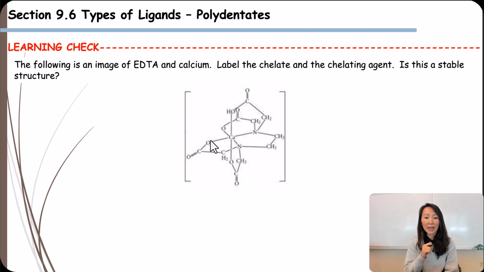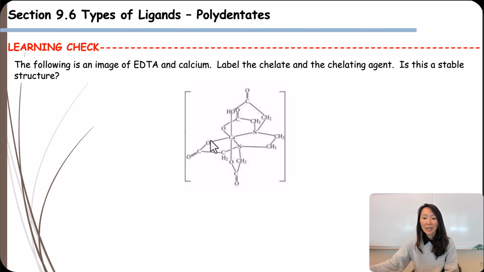All right, let's do a learning check. Following is an image of EDTA calcium. You're going to label the chelate and the chelating agent. Is this a stable structure? So pause and come back.